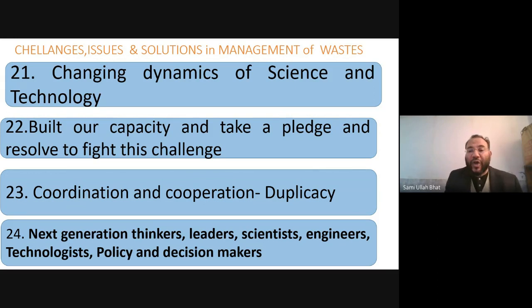Then coordination and cooperation between the departments. We have different types of departments. I will just quote an example. If you take the example of Dal Lake, there are 13 departments involved in it. If they don't have cooperation and coordination, and in the majority of cases, as it happens, they don't have coordination and cooperation, as a result of this they are not achieving the desired target.